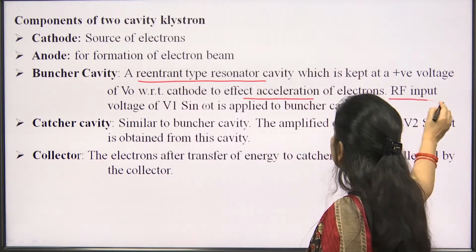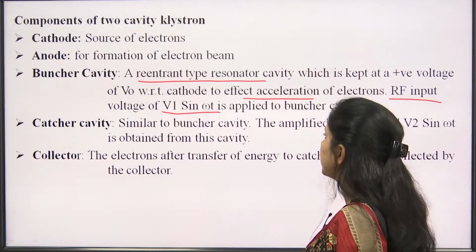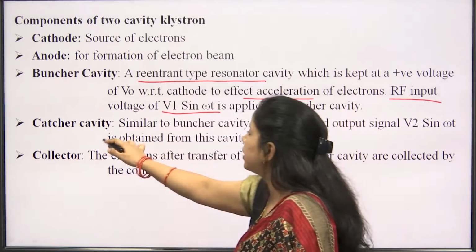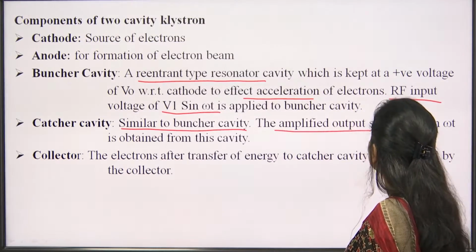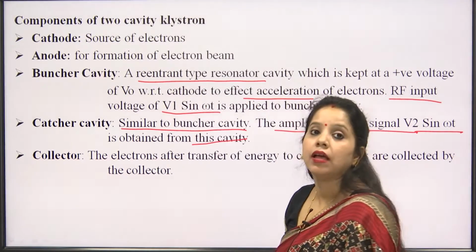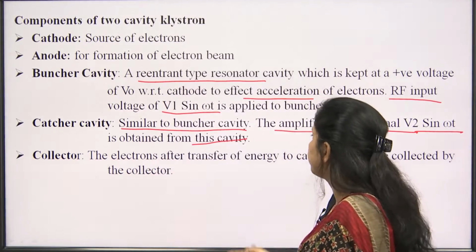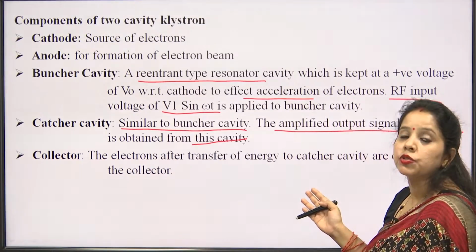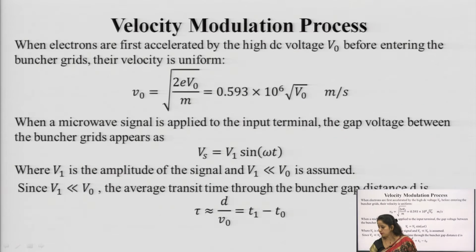RF input voltage of V1 sin omega t is applied to the buncher cavity. Similarly, the catcher cavity is similar to the buncher cavity. The amplified output signal, that is V2 sin omega t, is obtained from this cavity. And the collector's function is that the electrons, after transfer of energy to the catcher cavity so that the signal is amplified, are collected at the collector. These are the workings of a two cavity klystron.